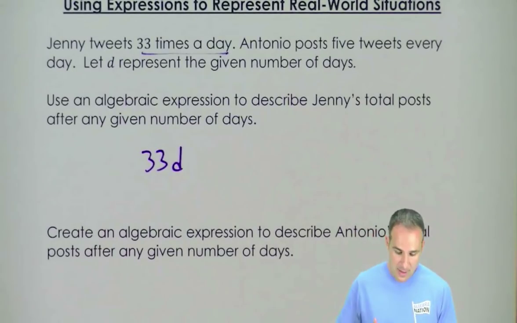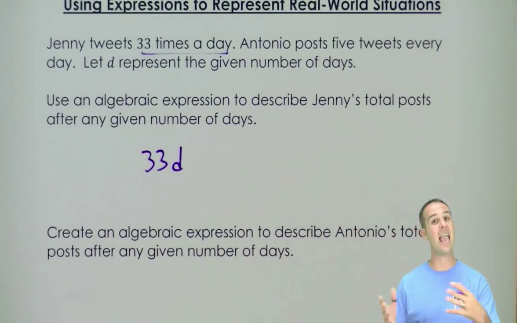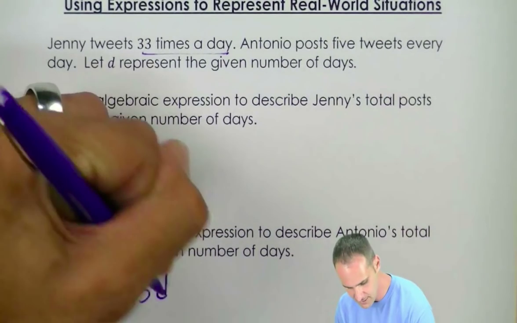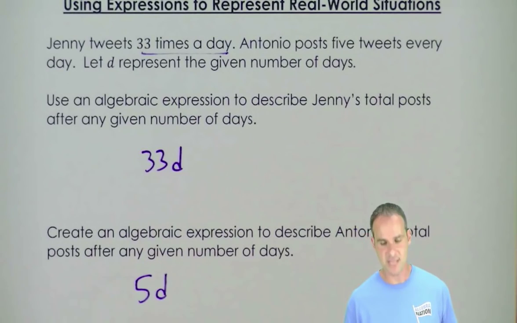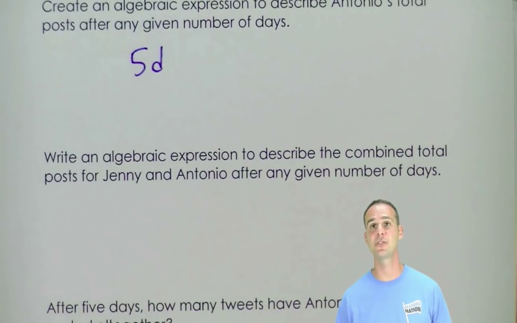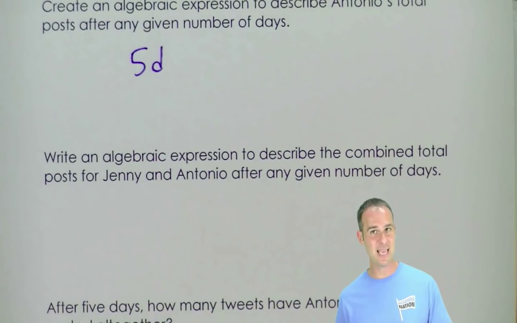Then we're going to create an algebraic expression to describe Antonio's total posts after any given number of days. Well, Antonio has 5 tweets every day, so that'd be 5 times D for the number of days. And if we want to combine them, we're going to write an algebraic expression to describe the combined total posts for Jenny and Antonio after any given number of days.